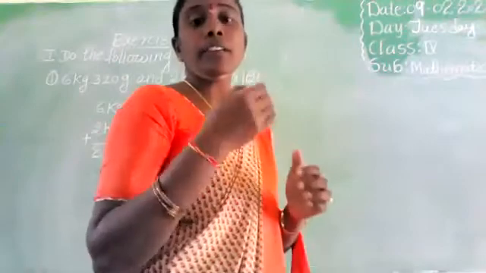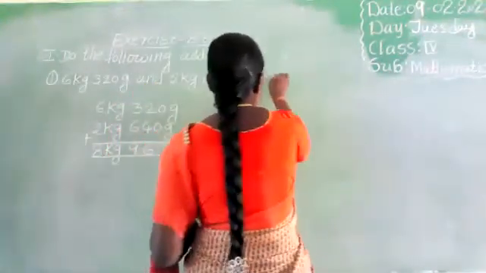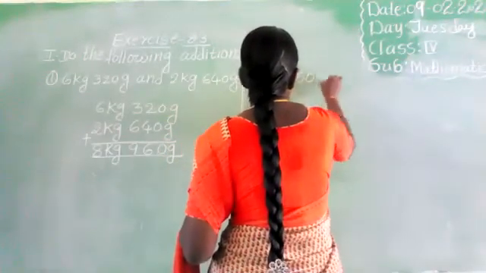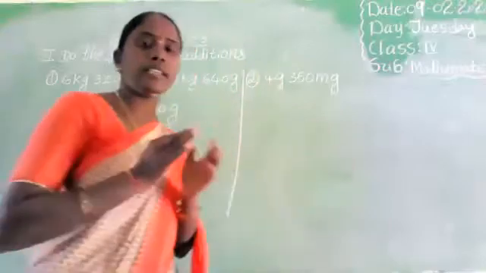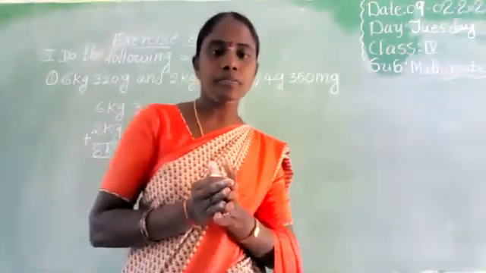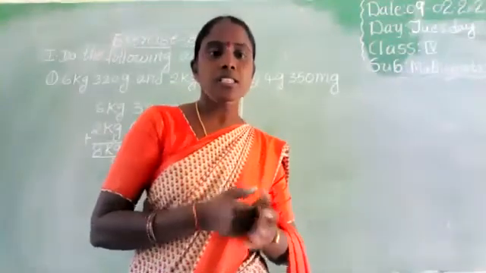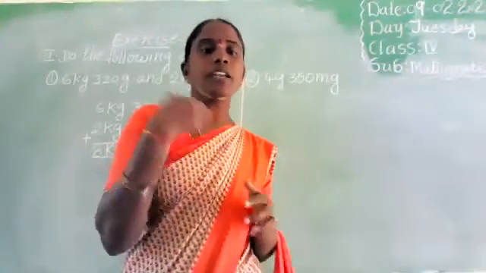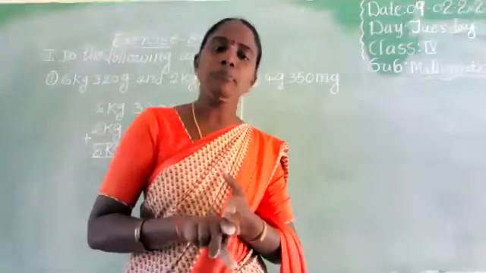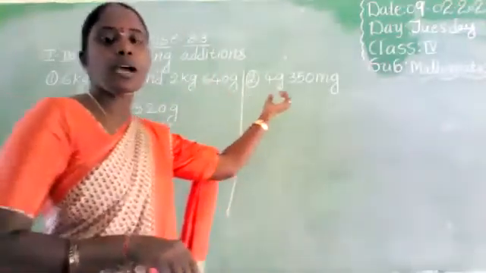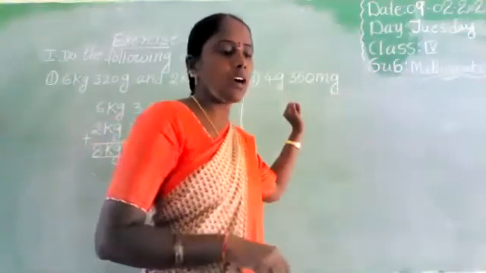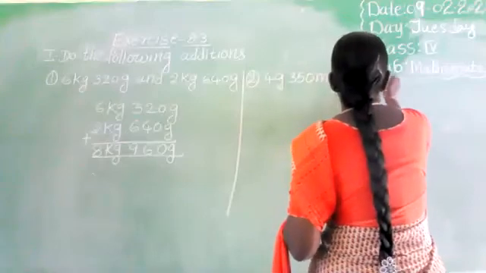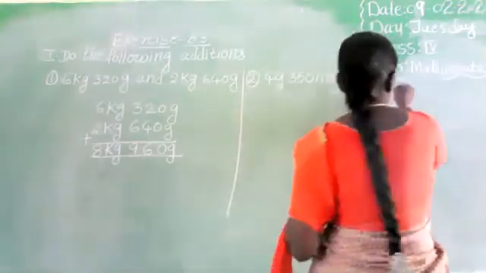3 grams 450 milligrams, and 4 grams 350 milligrams. Grams, kilograms and milligrams are units for mass. Standard unit for mass is grams. Higher unit is kilograms and lower unit is milligrams. Okay. 4 grams 350 milligrams and 6 grams 240 milligrams.